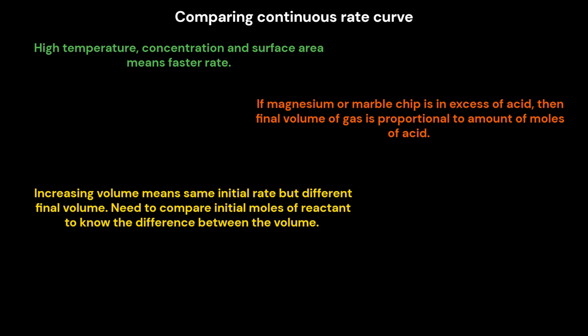If magnesium or marble chips are in excess of the acid, then the final volume of gas is proportional to the amount of moles of acid. Increasing the volume means the same initial rate, but a different final volume. You need to compare the initial moles of reactant to know the difference between the volumes.